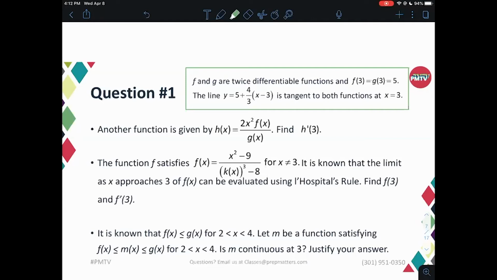I have the given information here in the box at the top, and then 3 different parts, A, B, and C. I don't know why I wrote that with a highlighter. Sorry. Parts A, B, and C.